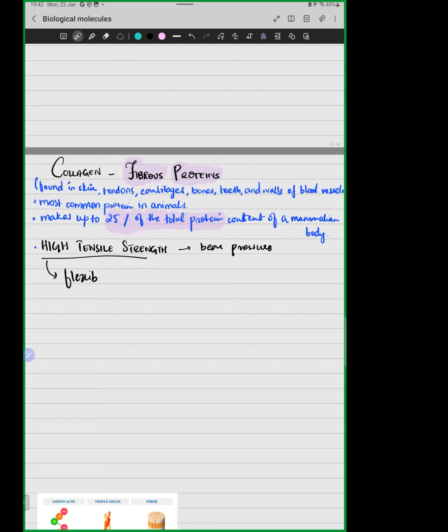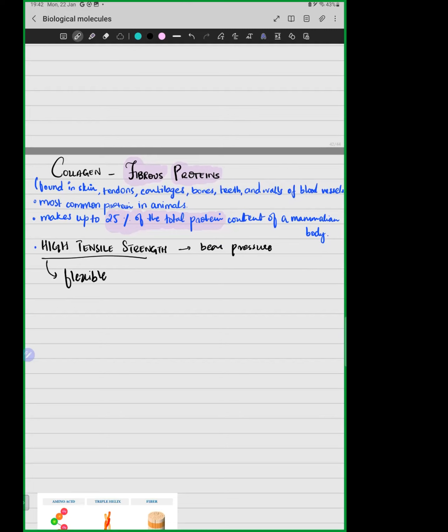So it's not like you cannot bend it, or it's like a rock or a solid structure which you cannot move. It's a flexible protein as well. So these two properties are very important. These two properties are what make collagen so important.